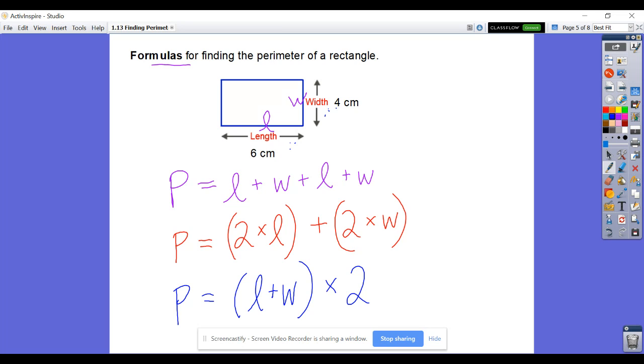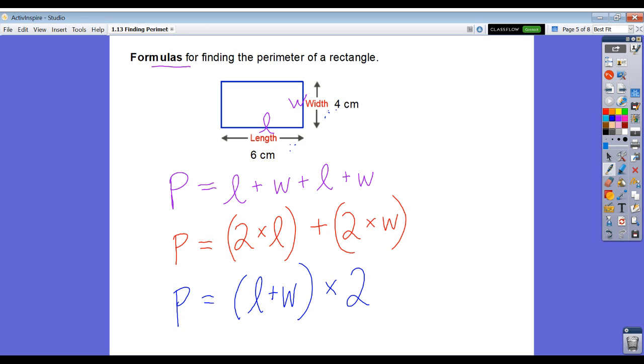Although actually, I guess the area formula was good for that too. So it's going to depend what the scenario is, which one you want to do. But all of these solve the same thing, to find the perimeter. We're going to do one more problem in your math journal together.